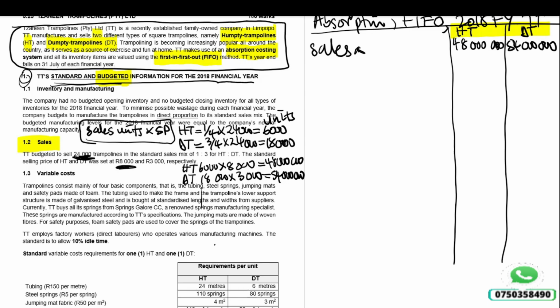Then I need my cost of sales, which are not given. I need to calculate them. How do I calculate cost of sales? I start with opening inventory.